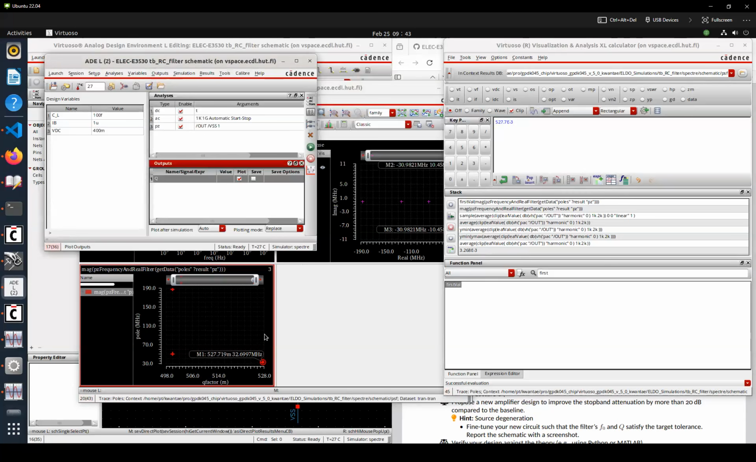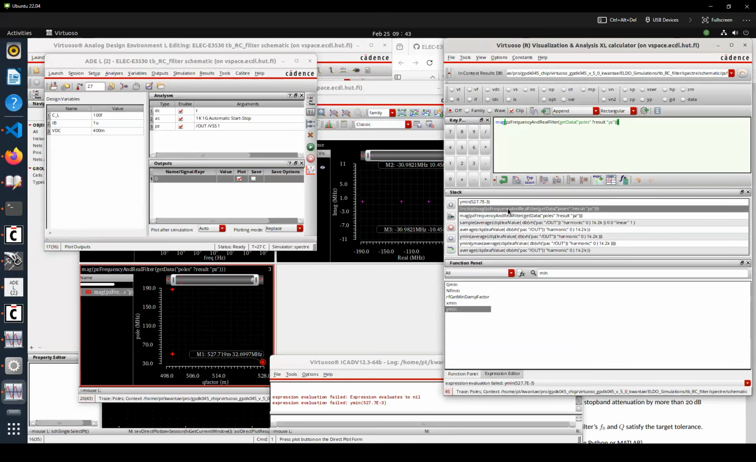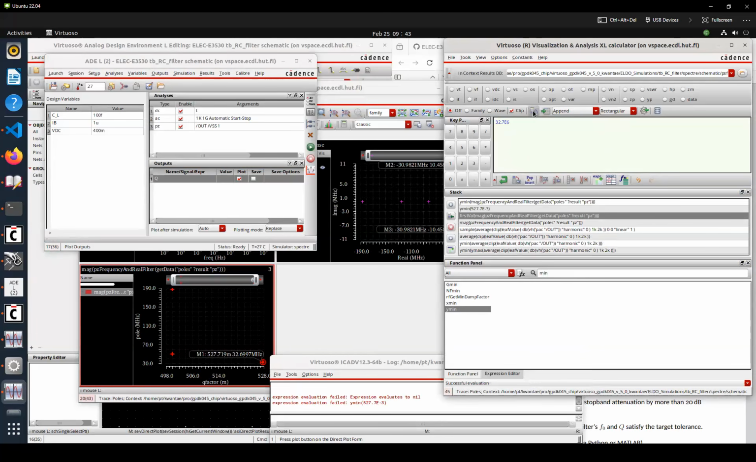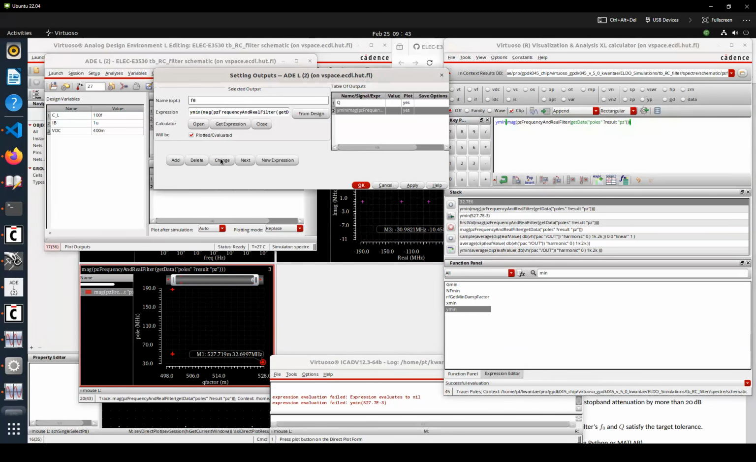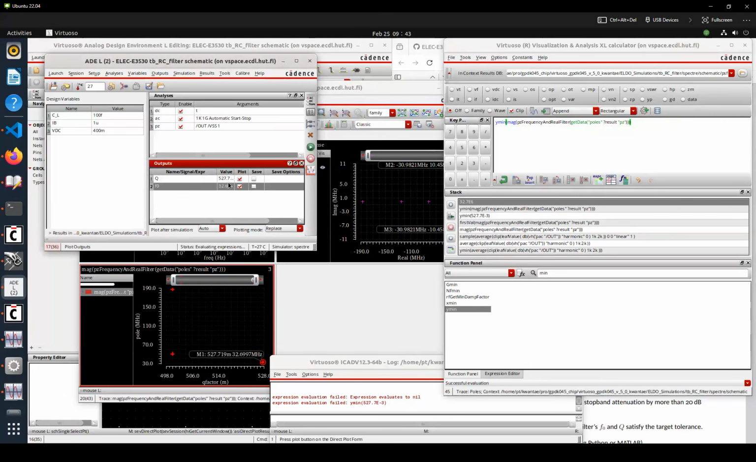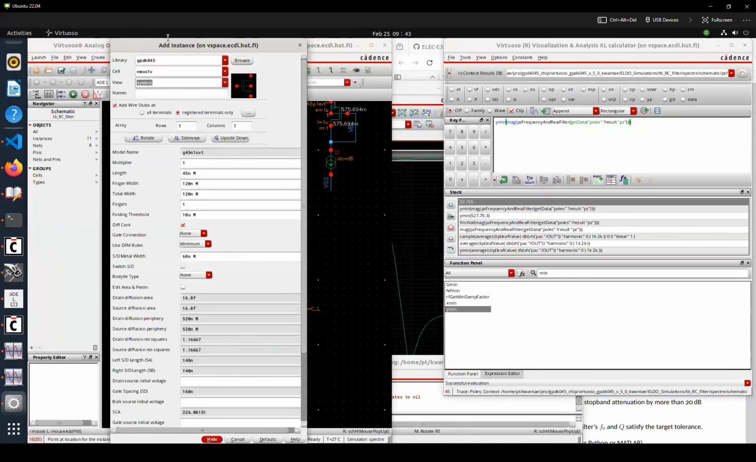Q is 527, right? And for the minimum value, I think if you take the magnitude Y min, then it goes to the natural frequency. You can double click this one again, and this way you can put f0. So the Q factor is actually 0.527.